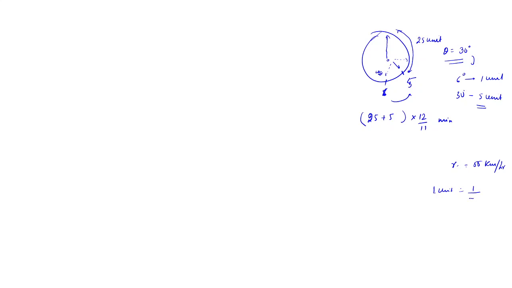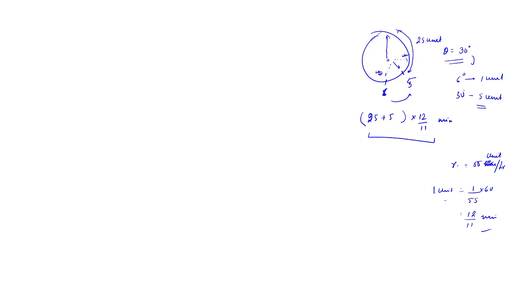That will be nothing but 1 upon 55 hour, since it is 55 units per hour. To convert this to minutes, it will be nothing but 12 by 11 minutes. So to cover 1 unit, it is 12 by 11 minutes. That is what we did here. So this becomes 25 plus 5.